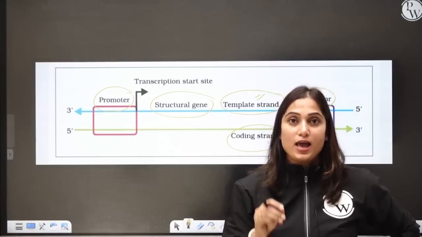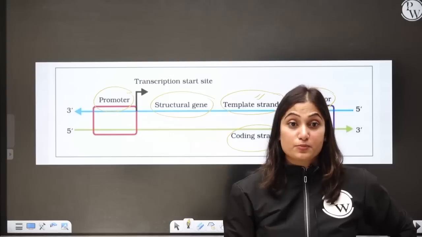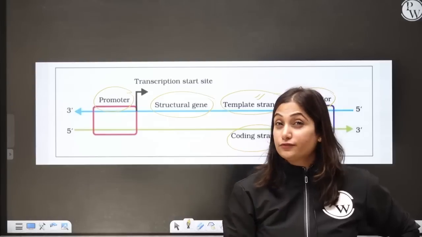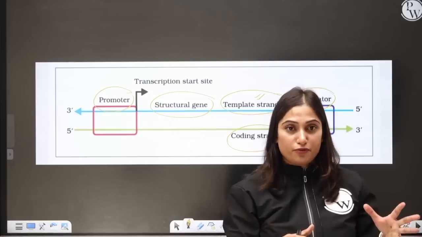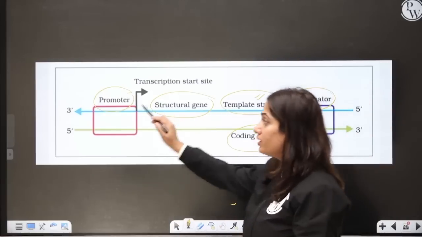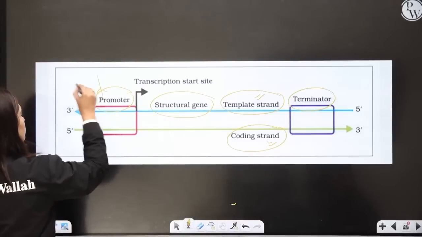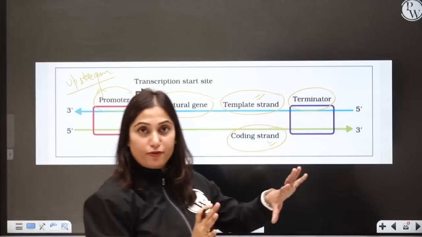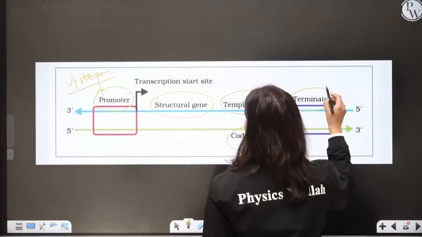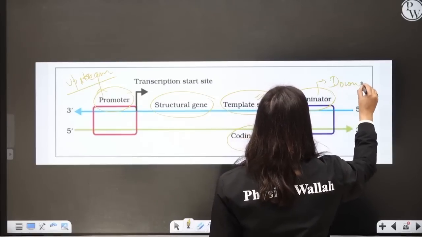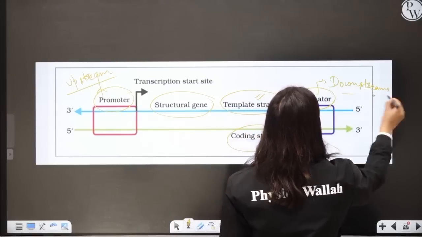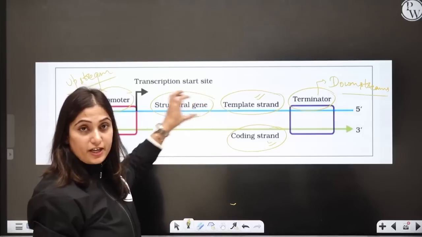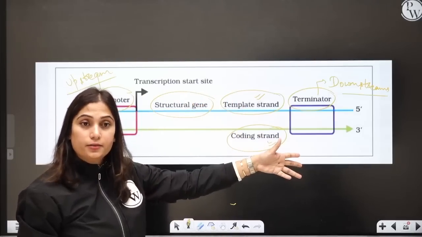So coding strand will act as a frame of reference. Frame of reference means if we have to tell what is the position of promoter and terminator, we will do it with the help of coding strand. So according to coding strand, the promoter sequences are the upstream sequences which are present towards the 5' end, and the terminator are the downstream sequences which are present towards the 3' end. So according to coding strand, promoter is at 5' end and terminator is at the 3' end.